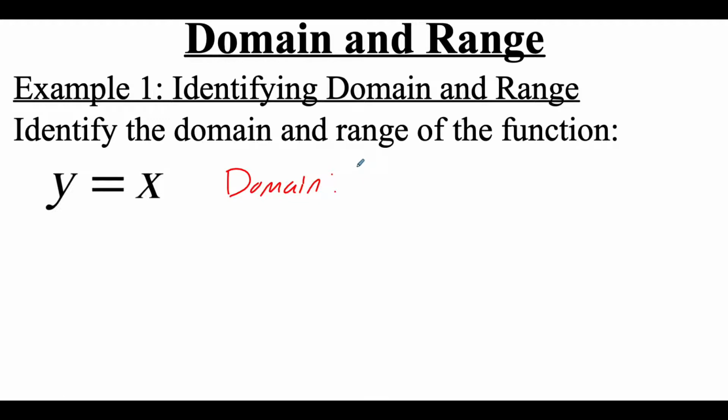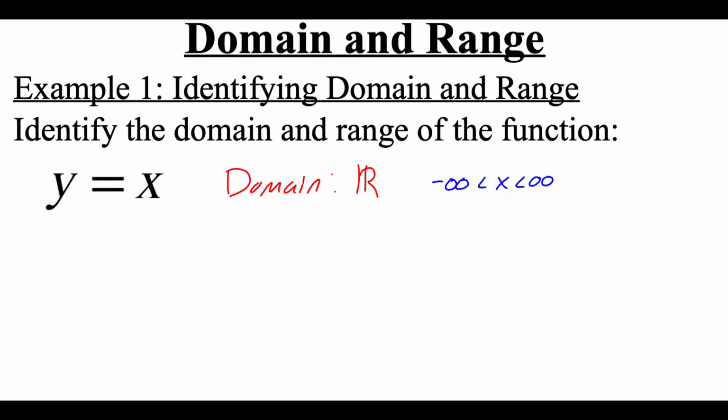Now the symbol for all real numbers is an R with a double vertical line on the side. Now we could also write this out as an inequality. Because we're able to plug in any real number, then we would say that the domain would go from negative infinity up to positive infinity.